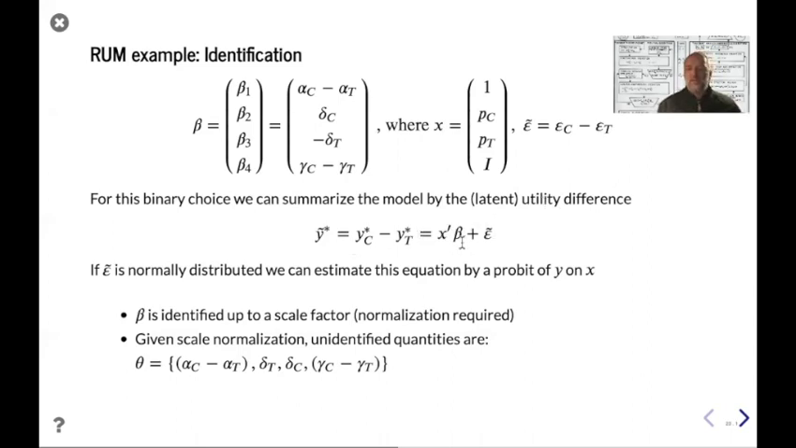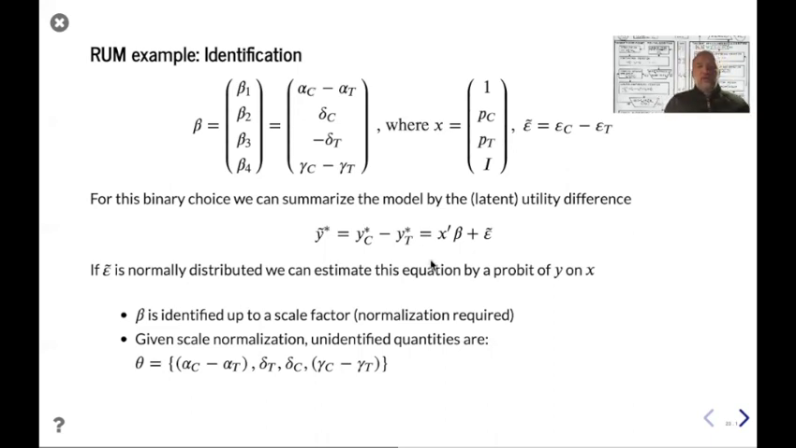Okay, so we get something like this as our latent variable. If this was normally distributed, then you could do a probit of y on x and estimate each of these 4 coefficients. But from these 4 coefficients, we cannot learn about the coefficient on car and the constant on car and train separately. We can only learn about the difference between them.